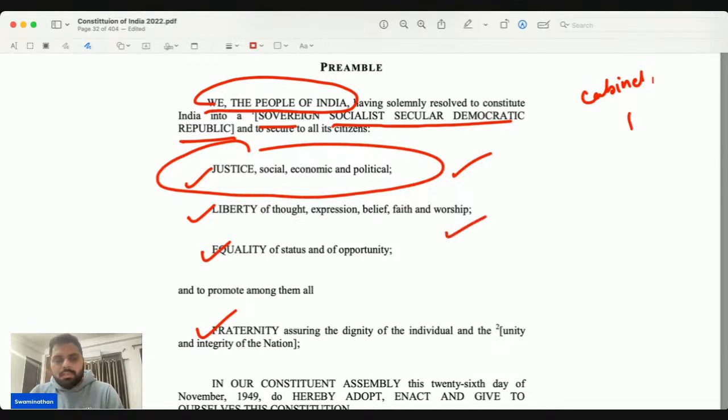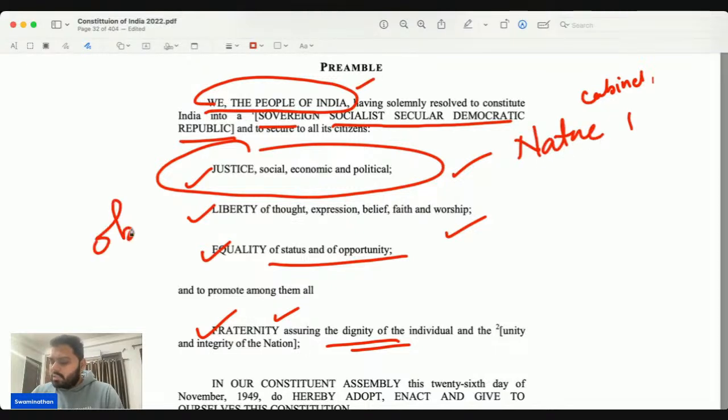Liberty, again, of belief, thought, expression, and worship. Equality of status and of opportunity. And then it also talks about fraternity, assuring the dignity of the individual and the unity and integrity of the nation. So, firstly, this is the source of authority. This is the nature of the Indian state, right? These are certain objectives which our constitution needs to fulfill. This is basic information you will get after reading the Preamble, and it is quite useful for your examination. You can get an idea and try to solve certain questions based upon this minor thing, right?